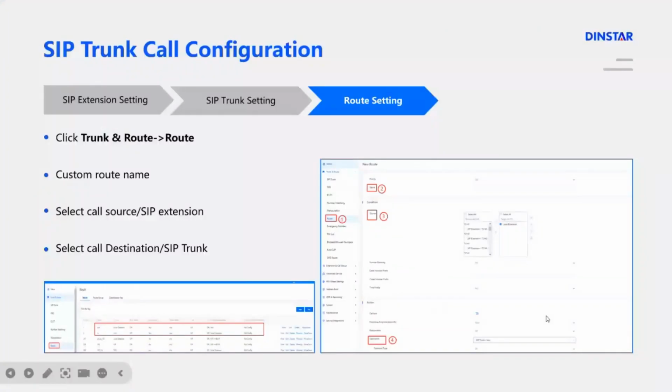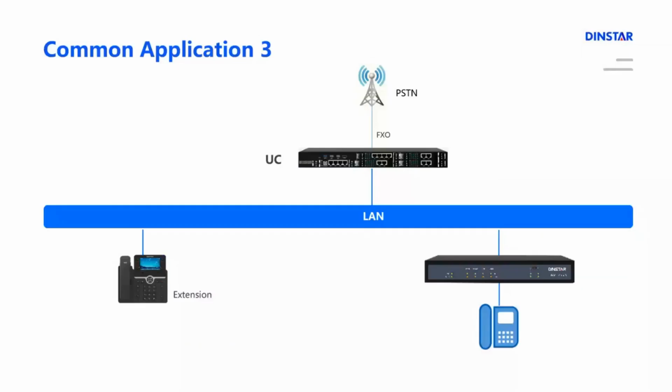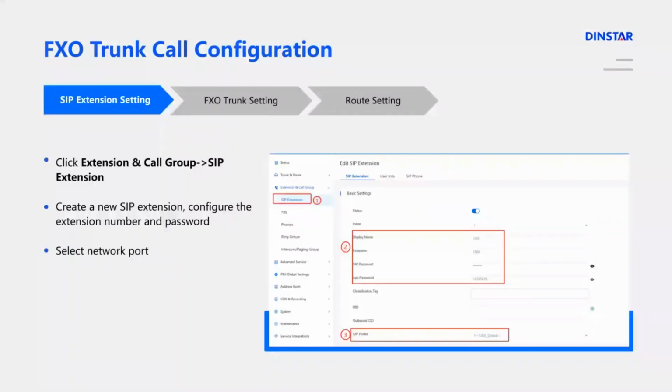Okay. And the application 3 is set up for businesses using the traditional PSTN line or our FXO port. Our UC connects to the PSTN network through the FXO port, so both the modern and the legacy devices can make and receive external calls. Yeah, what changes? We configure the FXO trunk instead of the normal SIP trunk, and the others we can keep the same.